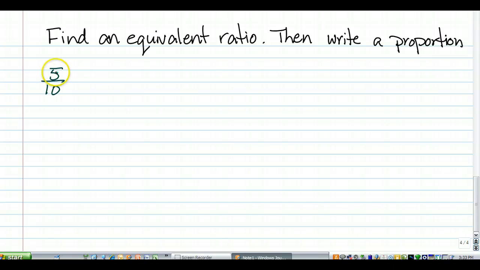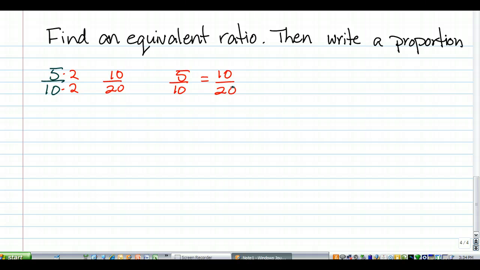So let's do the easy peasy way. Let's just multiply them both by 2. And I get 10/20. So that's the first thing. I found an equivalent ratio. Now I have to write a proportion. Alright, so the proportion is 5/10 equals 10/20. So there's my proportion.